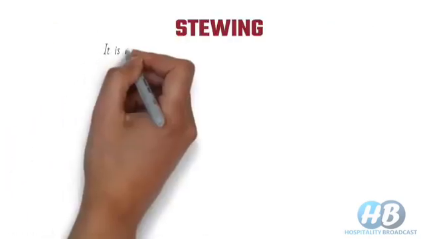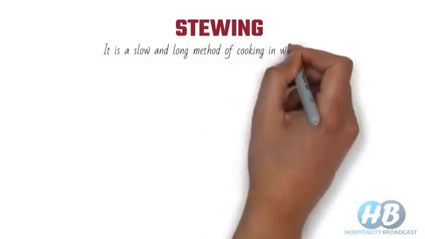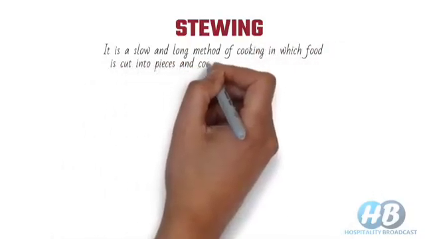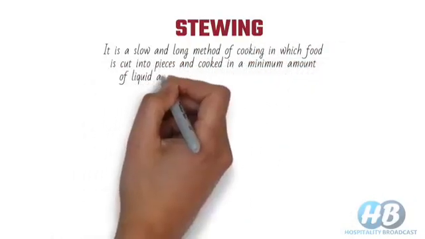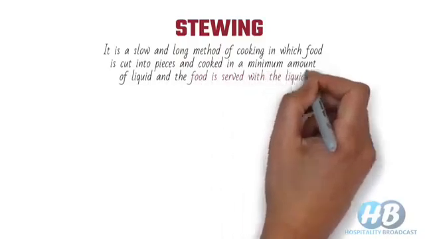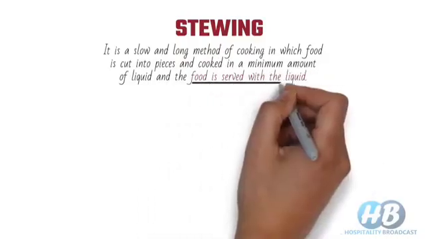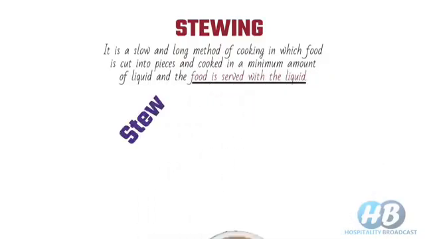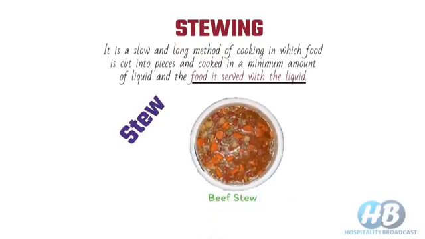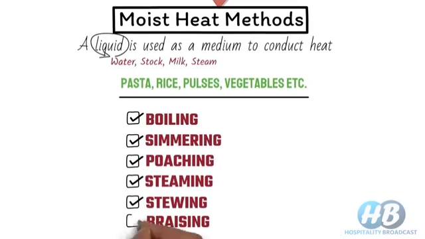Stewing is a slow and long method of cooking in which food is cut into pieces and cooked in a minimum amount of liquid. Here the food is served with the liquid. Such a food which is served along with the liquid is called stew. For example, chicken stew. Next we have braising. Another method similar to stewing is braising.